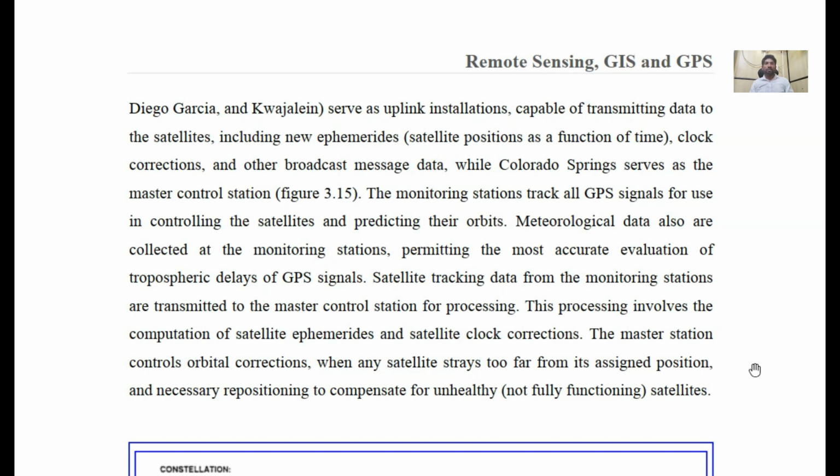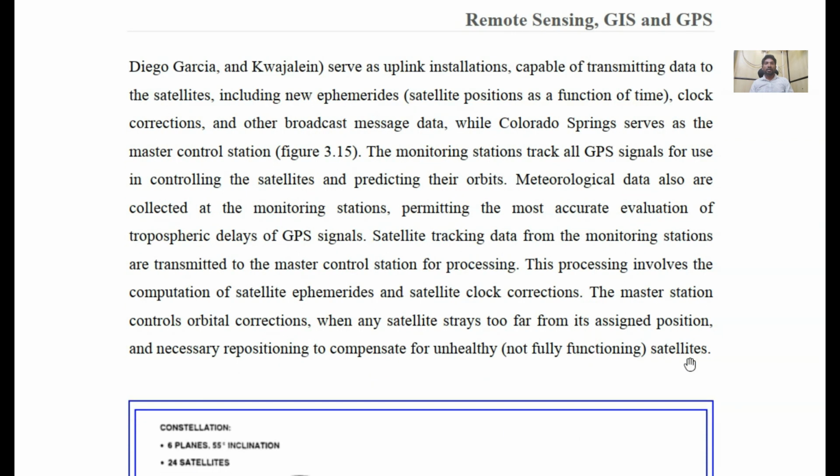The master station controls orbital corrections when any satellite strays too far from its assigned position, and necessary repositioning to compensate for unhealthy satellites.